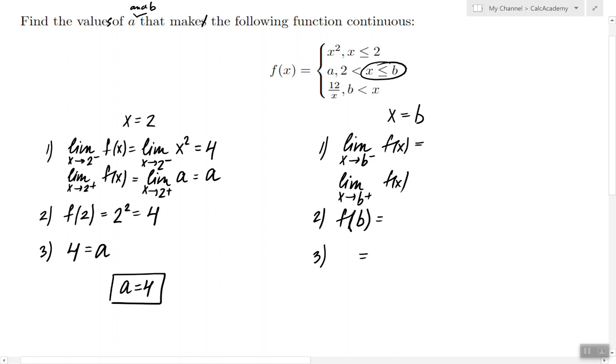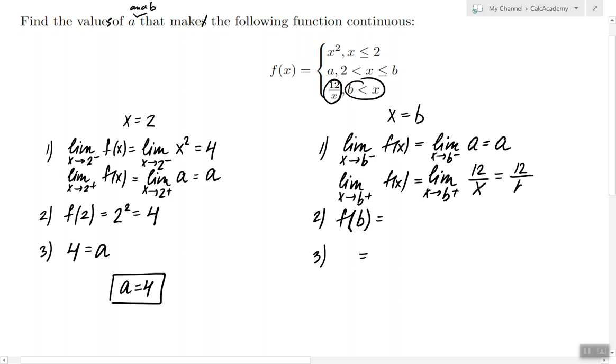As x approaches b from the left, this is the definition of the function. So the limit of a constant is always just the constant. As x approaches b from the right, this is what defines the function. So we have to find the limit as x approaches b from the right of 12 over x. As long as b is positive, this limit will be simply 12 over b.